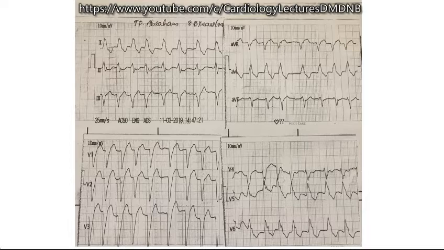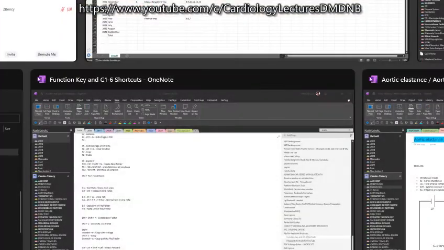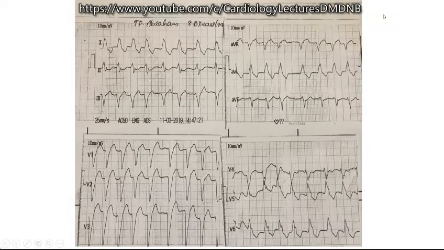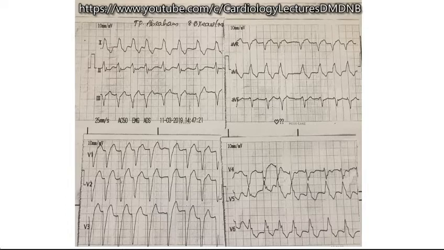Any one of you? Anybody would like to give a comment? What may be the explanation for the left axis deviation in a patient with the left bundle branch block? One of the explanations, yeah. Anybody who would like to give a comment or would like to answer the question?